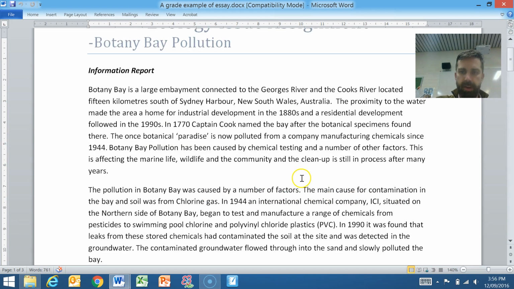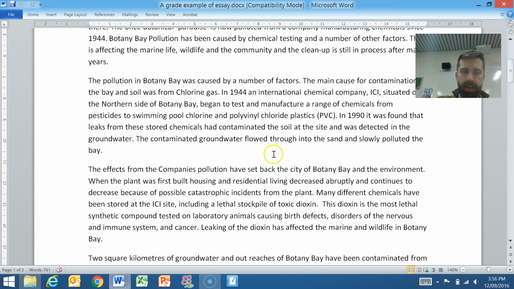Okay. Now, if we go down a bit further, they've basically written 3 paragraphs after that. So the first paragraph talks about what has caused the pollution. So that keyword there is caused by a number of factors. The main cause, and they've sort of described what happened there. Then what they've talked about in the next paragraph is the effects of the pollution. And in particular, in this paragraph, they've talked about the effect on marine and wildlife and the effect on people, so about this housing and residential living.